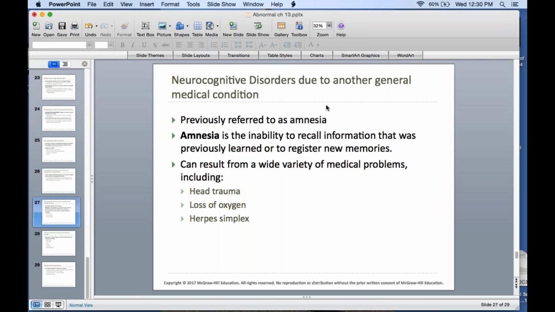there's also neurocognitive disorder due to another general medical condition. And that's actually the diagnosis, the whole thing. It was previously referred to as amnesia. Amnesia is really the inability to recall information that was previously learned, or the ability to register new memories. Okay? It can result from a wide variety of medical problems, head trauma, loss of oxygen, herpes, things like that.